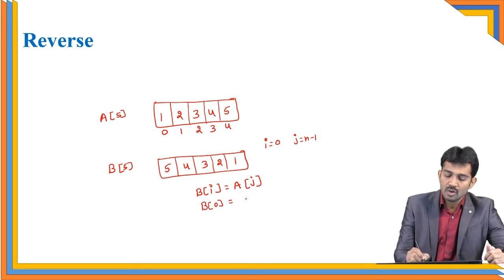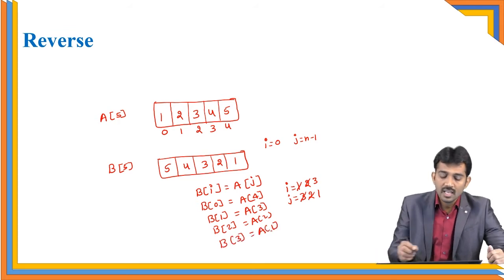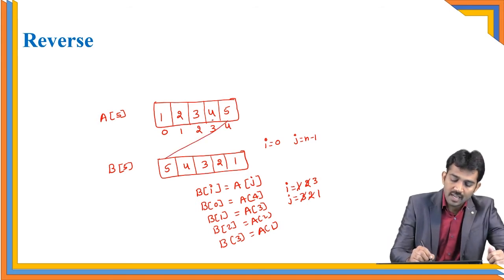So B of 0 equals A of 4, for example. Next time, the I value increments by 1, goes to 1, and the j value decrements by 1, goes to 3, so B of 1 equals A of 3. Again I increments to 2, so B of 2 is equal to A of 2. Next, I increments to 3 and j goes to 1, so B of 3 is equal to A of 1. Is this clear? So we are mapping the data like this.